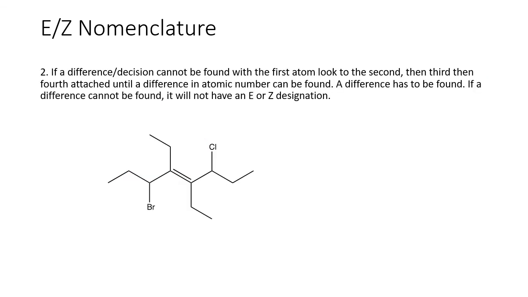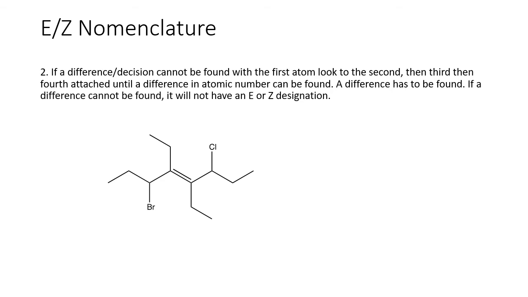So in our last example, we found a difference right away. On the first two atoms that we moved away from the double bond we had a difference between them. Sometimes it's not like that. Sometimes you have to move away one at a time, two at a time, three at a time, until you find a difference. If there is no difference and you get all the way to the end, then there is no E or Z because it's symmetrical. And symmetrical molecules don't have E or Z because there's no priority groups. So a difference has to be found basically if you're going to have E or Z.